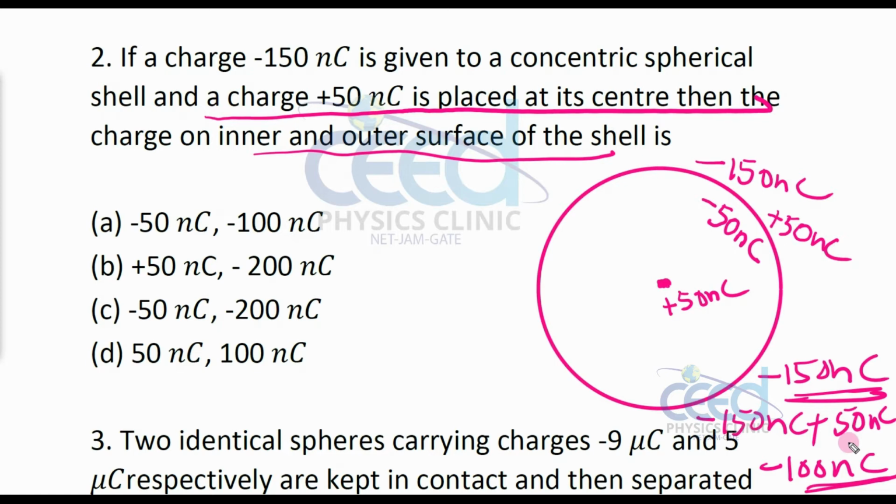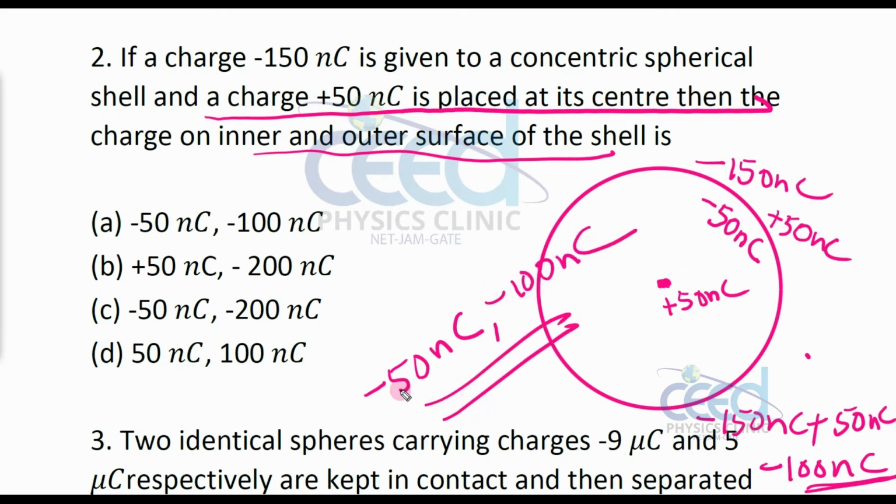50 nanocoulomb. Inner surface we have 50 nanocoulomb, minus 50 nanocoulomb. And outer surface we have minus 150 plus 50 nanocoulomb, that is minus 100 nanocoulomb. Okay. So inner surface will be minus 150 nanocoulomb and outer surface will be minus 100 nanocoulomb. So option will be A.